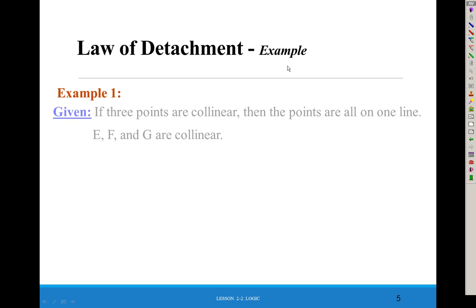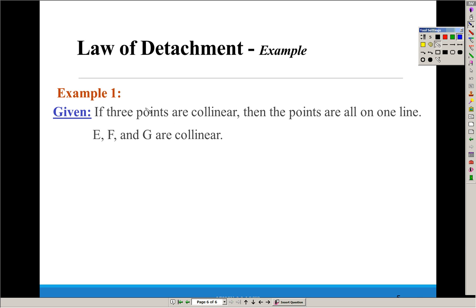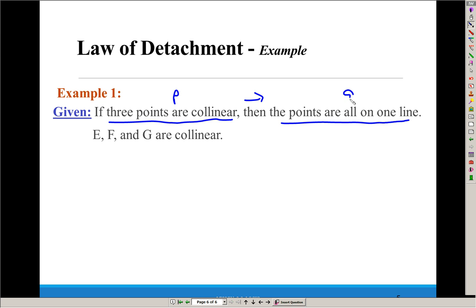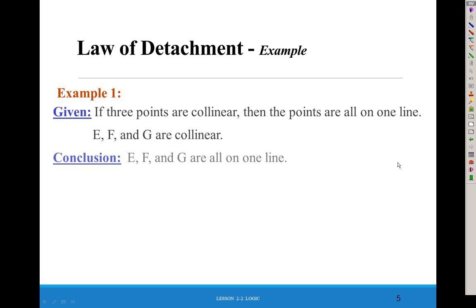Here's another example. If 3 points are collinear, then the points are all on one line. This part of the statement is P, and this part of the statement is Q. And guess what? Points E, F, and G are collinear. Well, P is happening. If P leads to Q and P happens, well, then Q is going to happen. And that means that if E, F, and G are collinear, then E, F, and G are all on one line. If P leads to Q and P happens, then Q happens.